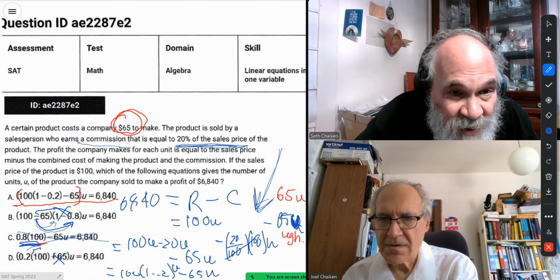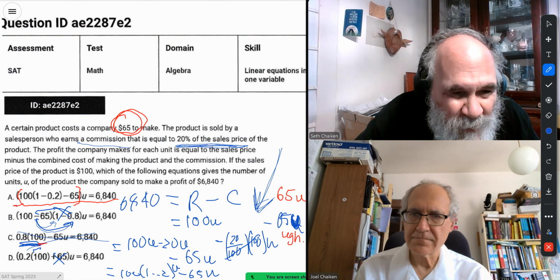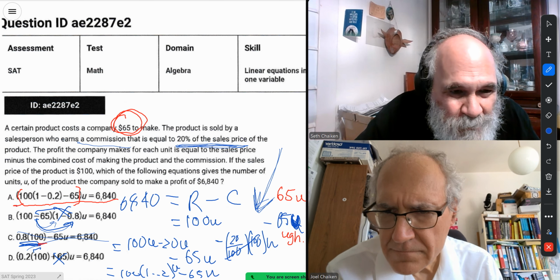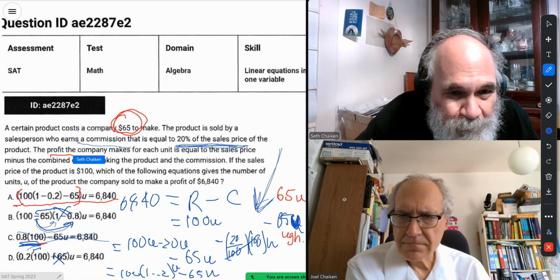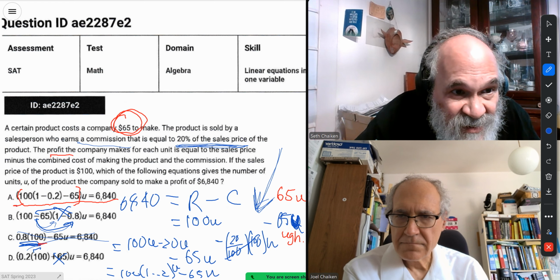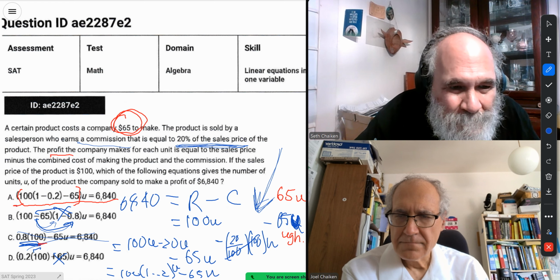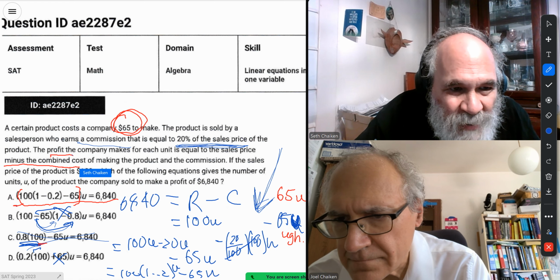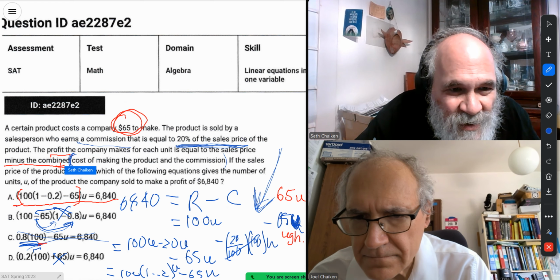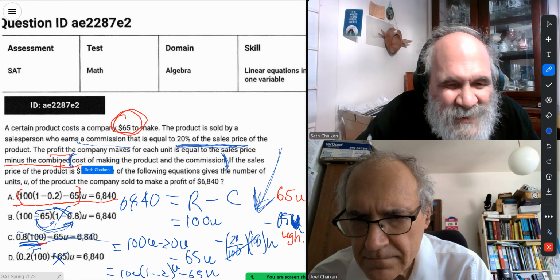Yeah, it said the combined cost. So it defines the profit. The profit is equal to the sales price minus. So it does tell you the sales price minus the combined. Combined means plus the cost of making the product and the commission.